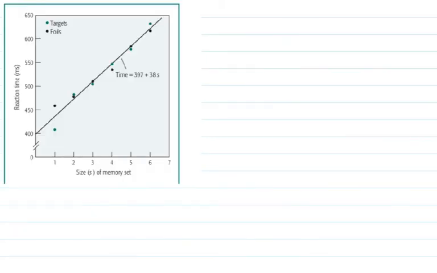Here we have a graphic representation of the reaction time and the size of the memory set. What we see is that there's a linear relationship between these. These are plotted as targets and foils, and we draw a line through them, which really is a line of best fit. And this is what the line shows us, that the relationship is linear.